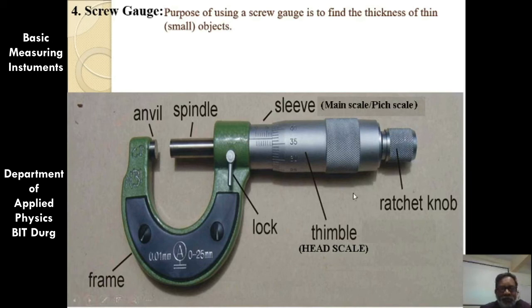So this is the instrument, screw gauge. Various parts I have shown. This is anvil, spindle, sleeve or the main scale. This is the thimble or the circular scale. This is the ratchet knob. This is the lock, the lock which is to be talked about.